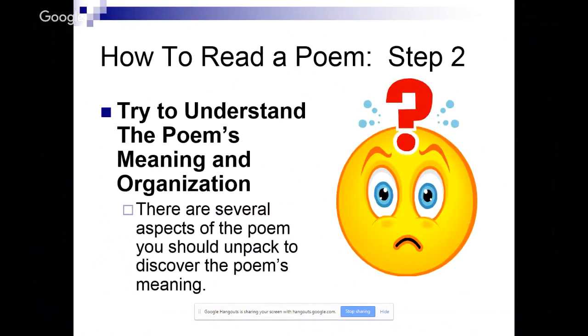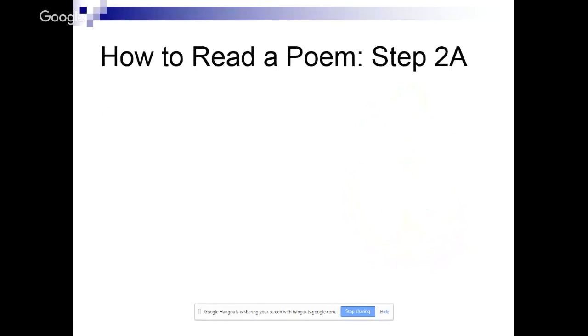Okay, so now that we've gotten the gist of the poem, we can move on to trying to understand the poem's meaning and organization. Now, this is step 2, but there's several parts of step 2 to understanding the poem's meaning and organization. I'm paraphrasing, but the writer Mark Twain said that a large task is a bunch of small tasks that you put together to get a result. And that's really what we're doing here. We're putting a bunch of small tasks together to meet a goal at the end.